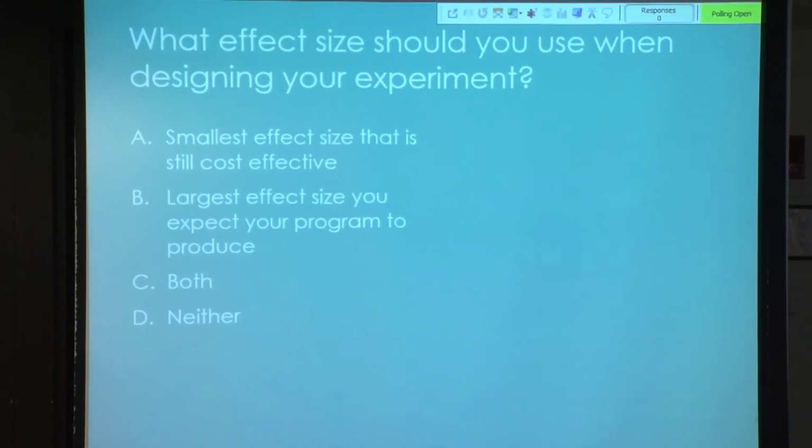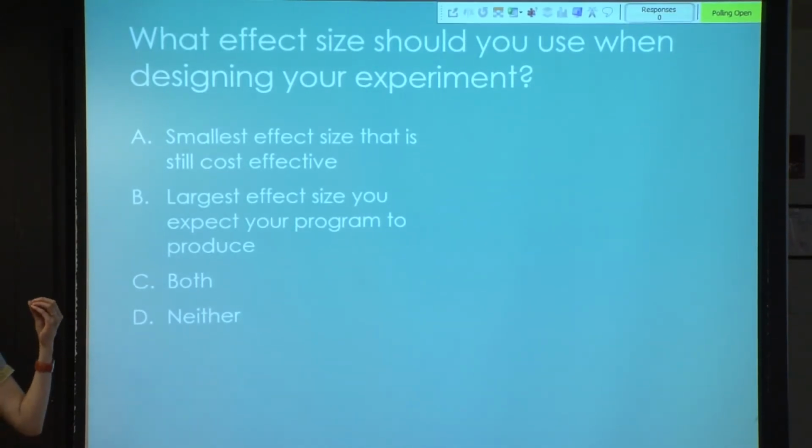So now we're going to go into detail on minimum detectable effect size, but I'm just going to get your sense at the beginning, before we start, of your views. What effect size should you use when designing your experiment, when you're doing the power calculation? What effect size should you put into that equation? The smallest effect size that could still be cost effective, the largest effect size you expect your program to produce, both, neither? They're kind of different, so I can tell you now it's not going to be both.